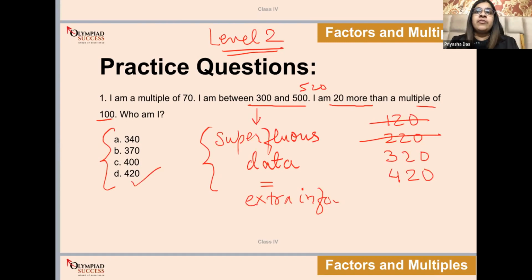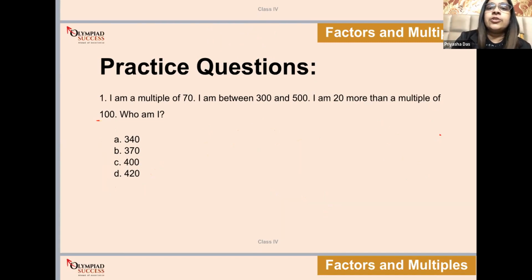Even without solving the full question, you can apply these intelligent methods to get to the answer faster. Because remember, IMO is all about timing. The faster you solve the questions, the better you do in the exam. Correct? So we'll learn that in the regular classes also.